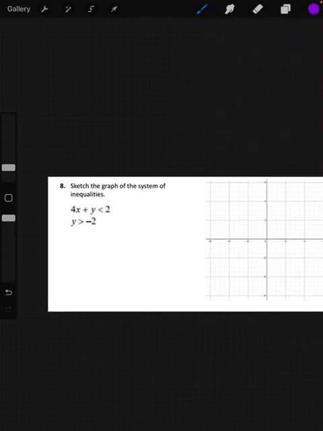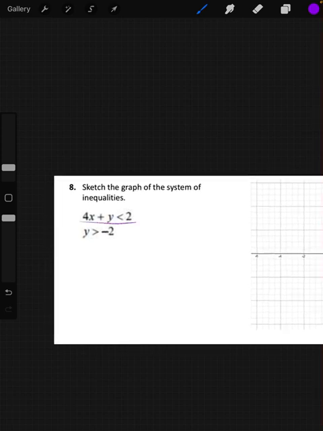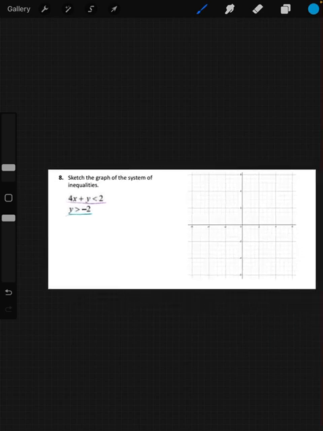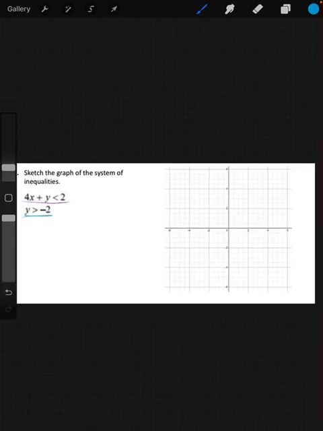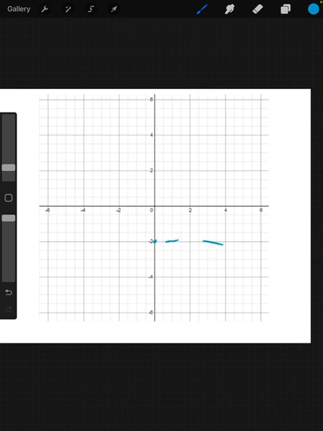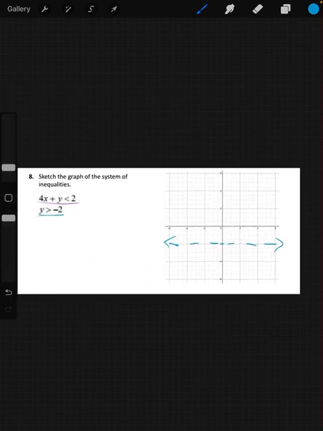Okay. On sketch, so we just have to figure out the answer to this. First, let's graph the bottom one since it's the easiest. So we start at negative 2. And since it is not equal, we will do a dotted line. And it is y is greater than negative 2, so we just fill up this whole area right here.